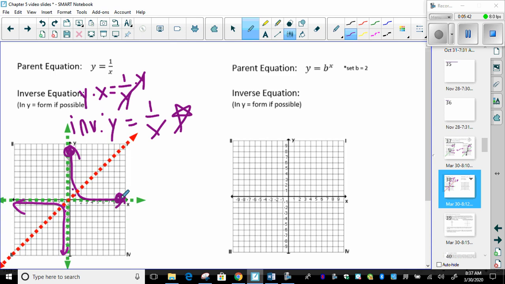Okay, the last one, which is where we're going to spend most of our time, is that exponential function. So y equals b to the x. Again, we are going to use 2 for our base. So y equals 2 to the x. Okay, so when I go through and I do my inverse, I interchange x and y. Now I have to solve for y. How do I get y down from my exponent?